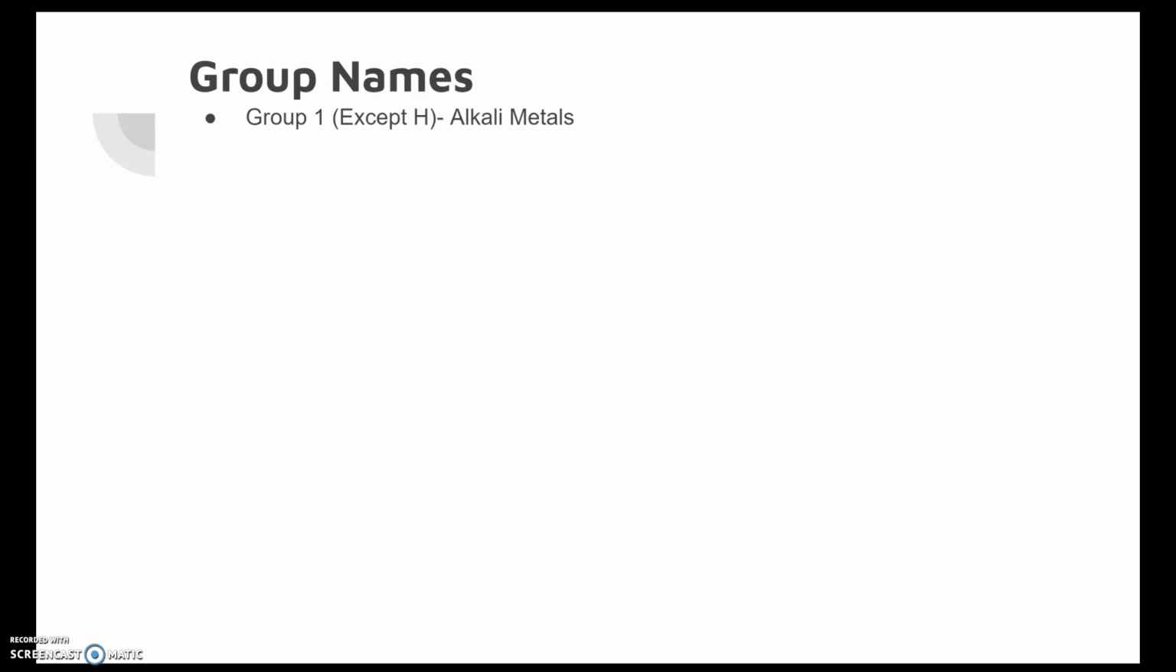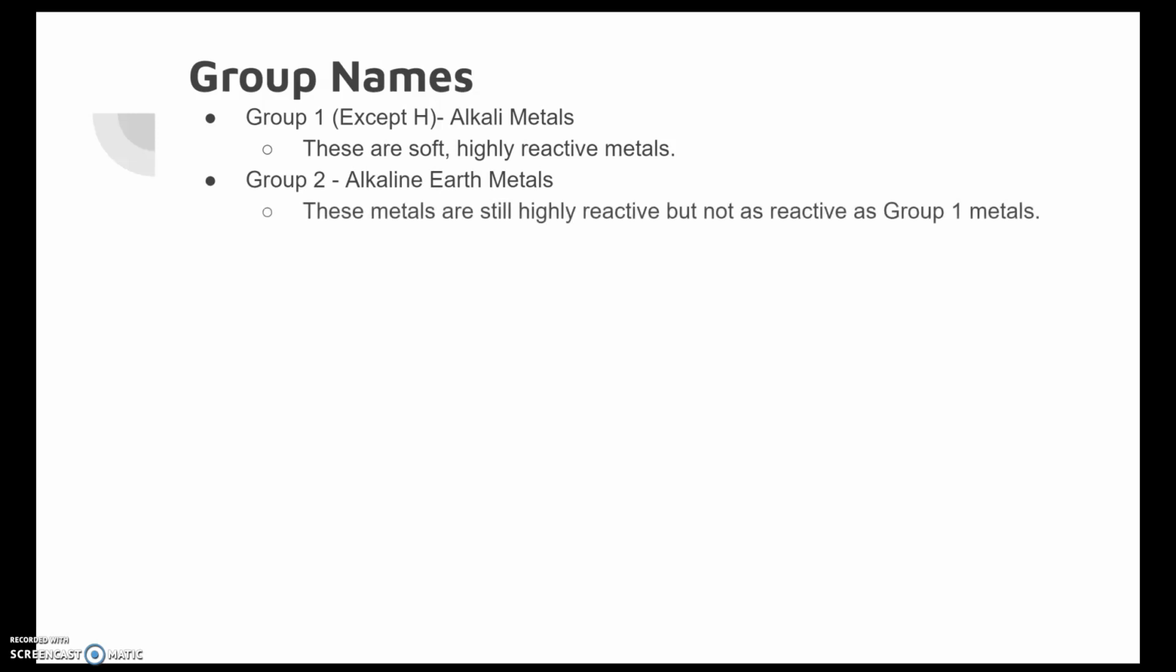So, starting with group number one, this is the column to the far left. These are called alkali metals, and these include all of the elements in that column except for the first one, hydrogen. These are soft, highly reactive metals. Group number two, just to the right of that first column, are called alkaline earth metals. These metals are a little bit less reactive than alkali metals.